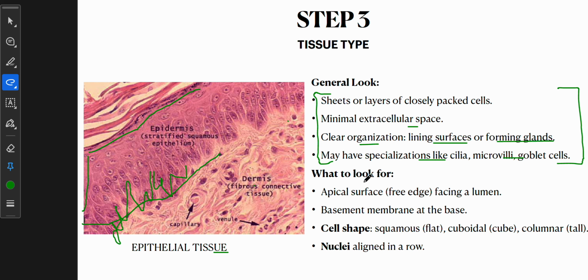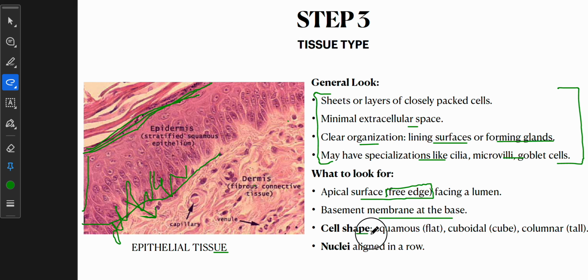And what do you look for when you look at epithelial tissue? You have to look for the apical surface, which is the free edge facing the lumen, and the basement membrane at the base like this. This is the basement membrane here.